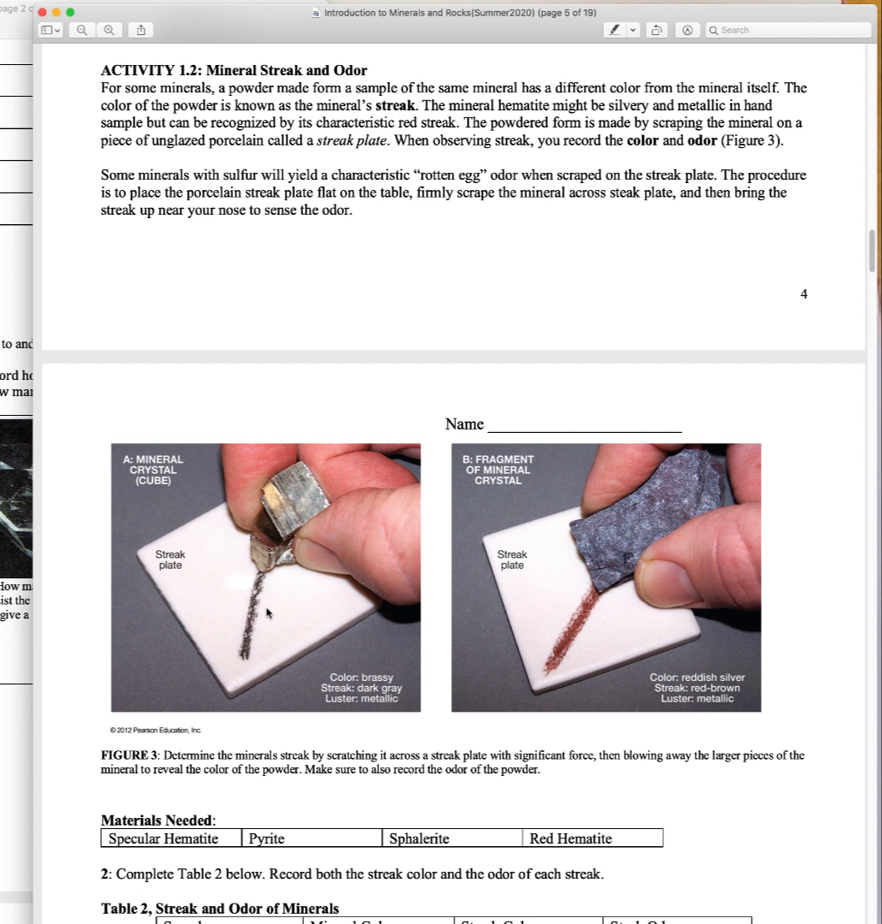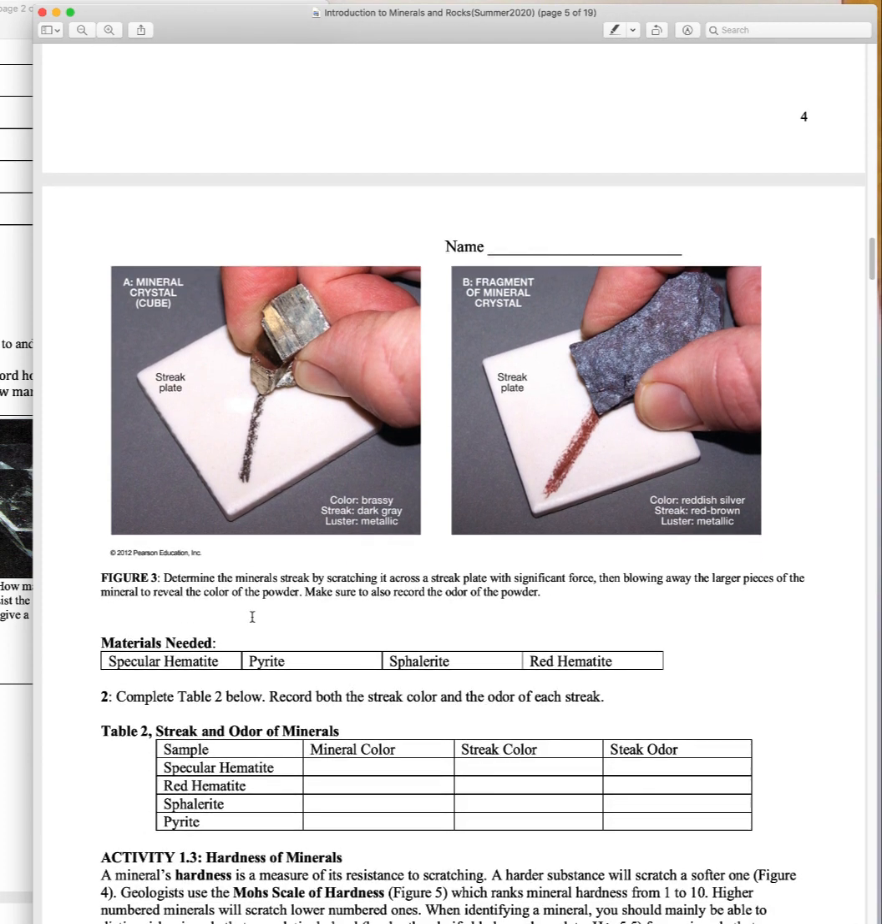And for both pyrite, and actually this is hematite over here, you'll see that for pyrite, the streak is a black streak, and there's no smell. So again, we're going to be filling out this table 2 down here. So for pyrite, you would say the mineral color is a brass color, and I'll show you one here in a moment, and its streak color is black. You can see it right there. And the odor, it's not going to have a smell.